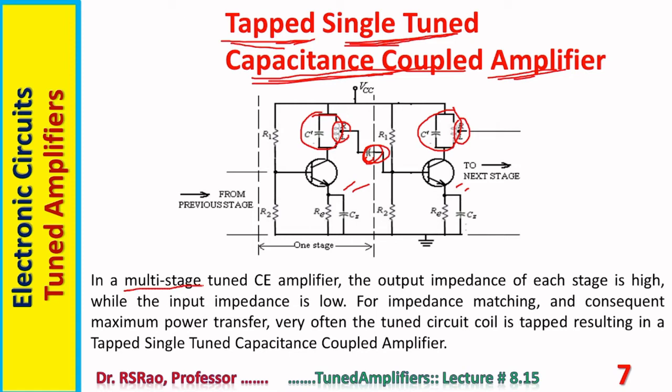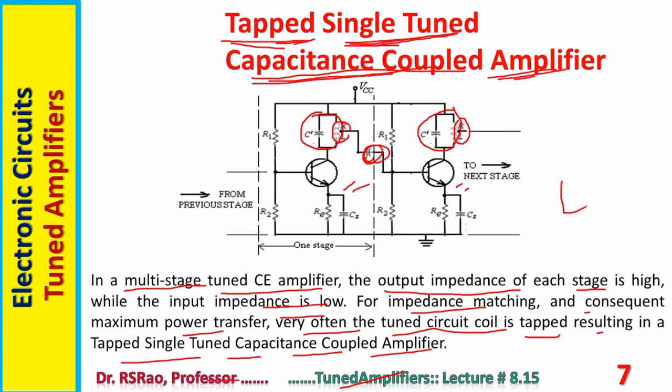Now, in a multi-stage tuned CE amplifier, the output impedance of each stage is high, while the input impedance is low. There is a serious disadvantage, a shortcoming with BJT amplifiers, that is low input impedance. Here also, these stages face that problem. For impedance matching and consequent maximum power transfer, very often the tuned circuit coil is tapped, resulting in a tapped single tuned capacitance coupled amplifier. So here is one stage with high output impedance. Here is the next stage with low input impedance.